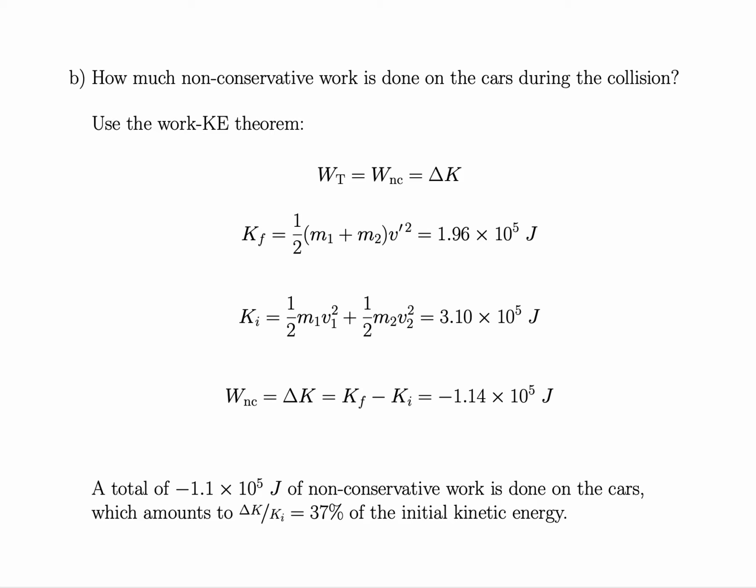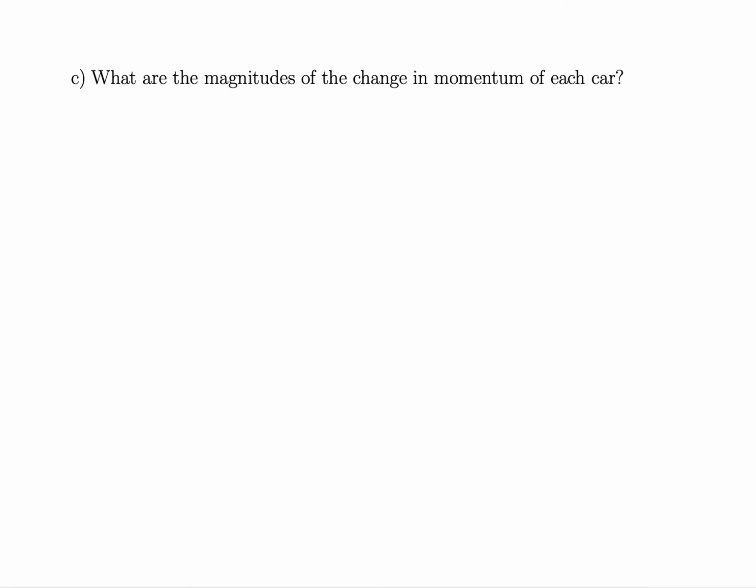So in this particular collision, which is completely inelastic, 37% of the initial kinetic energy is lost in the form of non-conservative work. And different inelastic collisions lose more or less energy than that. But it's important to realize that after a completely inelastic collision, there's always got to be some kinetic energy left over. Let's proceed to part C, and that is to calculate the change in momentum of each car.